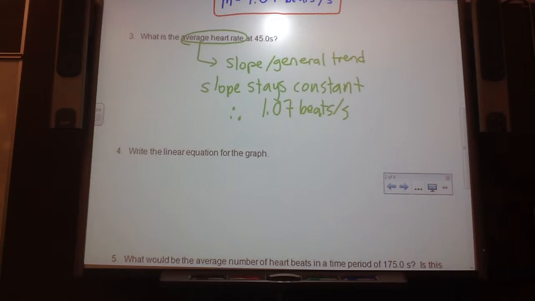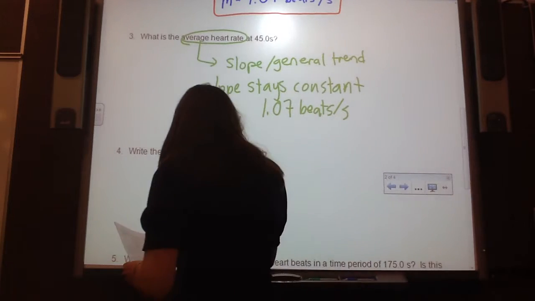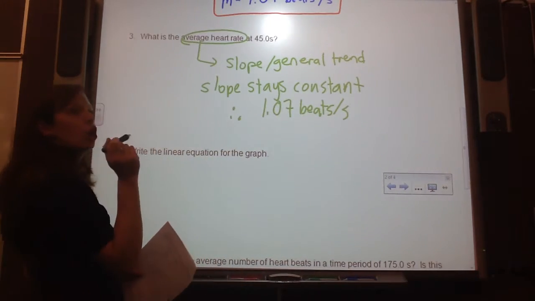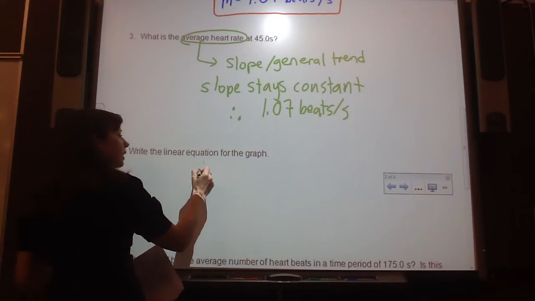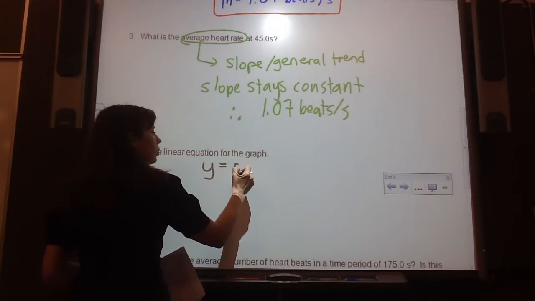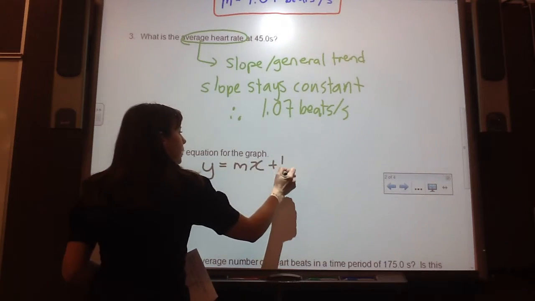So now we're going to take it even one step further. We're going to take that linear equation and our physics equation and stick them together. Okay? So write out the linear equation for this graph. A linear equation is y equals mx plus b.